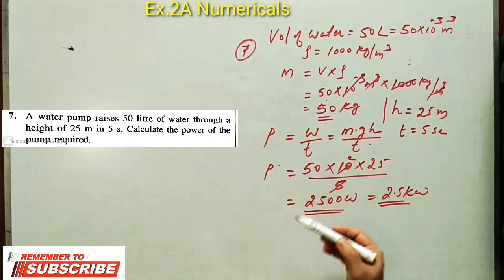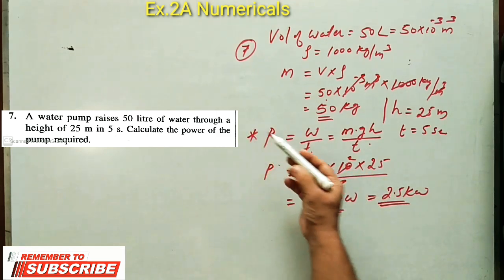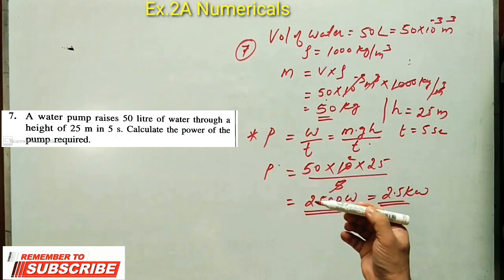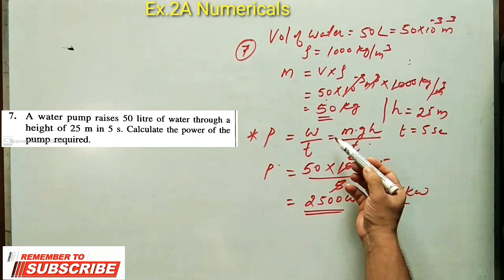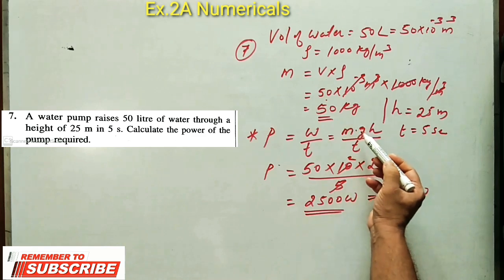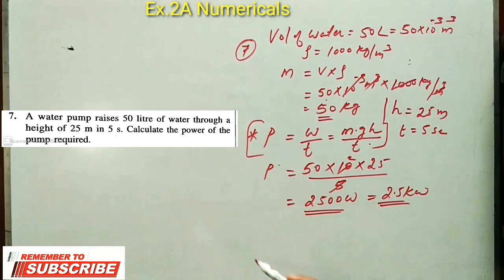So steps are clear to you. So remember here, what is the key point here? Work done against the force of gravity. Remember, whenever you lift up something, you are doing a certain amount of work against the force of gravity. So that work done is equal to potential energy, mgh. So we have substituted the value of work done against the force of gravity, mgh, divided by time. We are getting the power. So this is the key point here. Clear? Steps are clear to you?